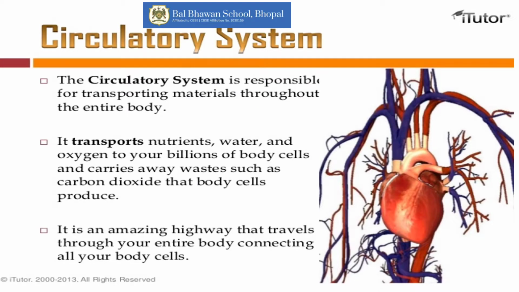Now, let us quickly discuss the functions of the circulatory system. As we saw in the previous slide, the circulatory system is mainly responsible for moving material throughout the body. That is, it transports nutrients, water and oxygen to each and every part of the body. At the same time, it also carries away waste such as carbon dioxide, which is produced in the body. It is basically an amazing highway which travels throughout the entire body, and it is connected to every body cell.